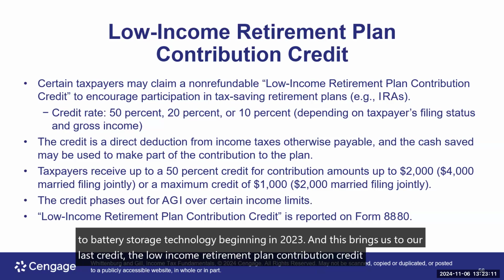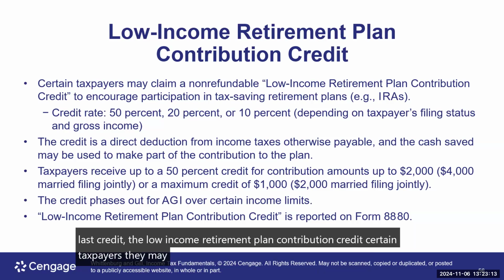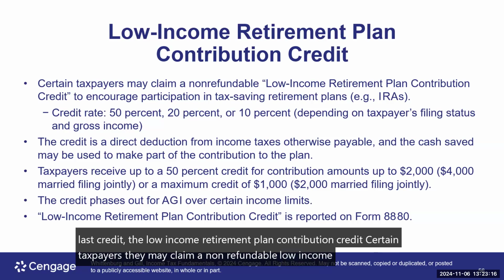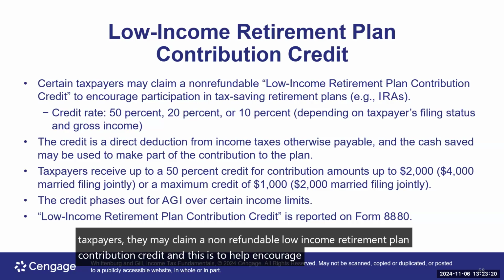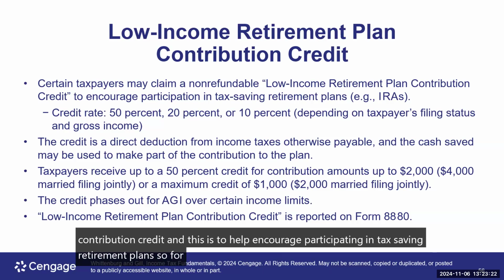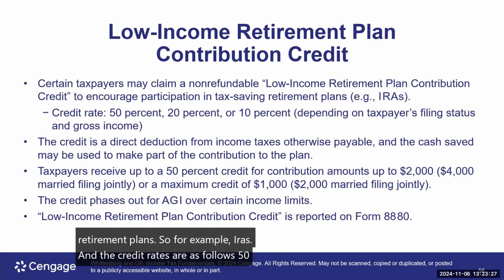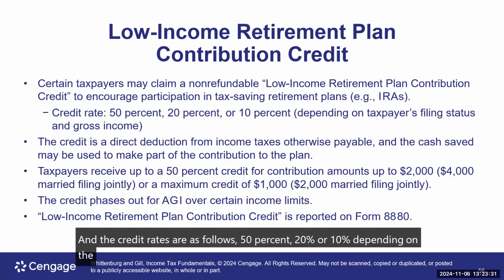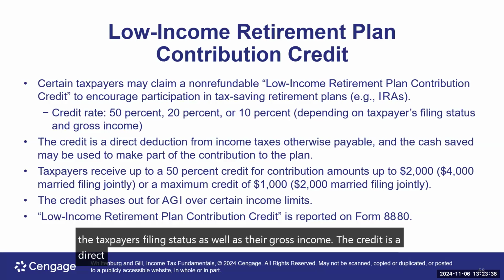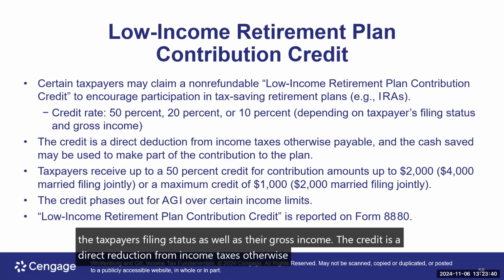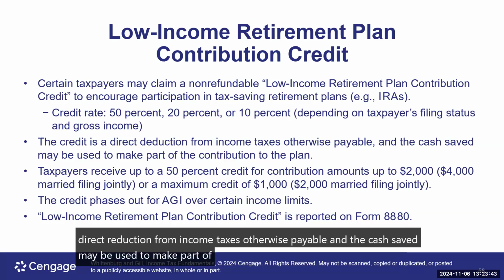And this brings us to our last credit, the low income retirement plan contribution credit. Certain taxpayers may claim a non-refundable low income retirement plan contribution credit, and this is to help encourage participation in tax saving retirement plans, for example, IRAs. The credit rates are as follows: 50%, 20%, or 10%, depending on the taxpayer's filing status, as well as their gross income. The credit is a direct reduction from income taxes otherwise payable, and the cash saved may be used to make part of the contribution to the plan.